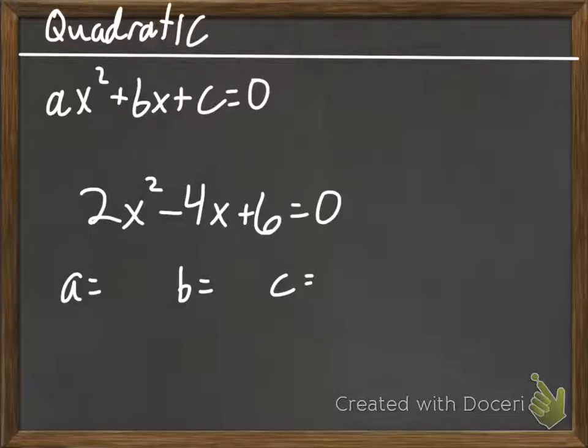So here I have an example of a quadratic. It's 2x squared minus 4x plus 6 equals 0. And we're going to identify the a, b, and the c. The a is always in front of your x squared value. If there's nothing there, it's a 1, but we see that there is a 2. So our a is 2. Our b is -4, and our c is 6.